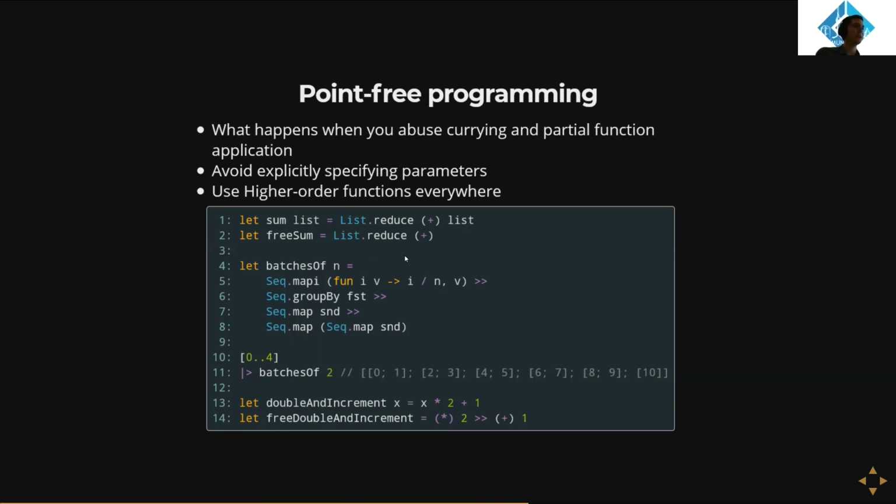So how to use this batches of function? If we want a list and batches of 2, then we get a list of lists out of it. However, you can also just do some really weird things with it. For example, we have a double increment of x, so x times 2, and then plus 1. Or if we do it in a point-free style, we can partially apply 2 to the multiplication operator and compose that with a partially applied 1 to the addition operator, which is just silly, but it's possible. It's so ridiculous that the syntax highlighter got confused here as well. But yeah, that's just something fun you can do.